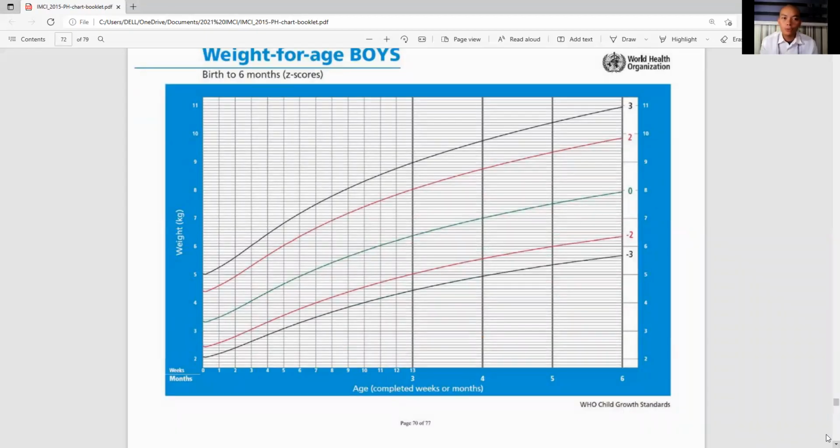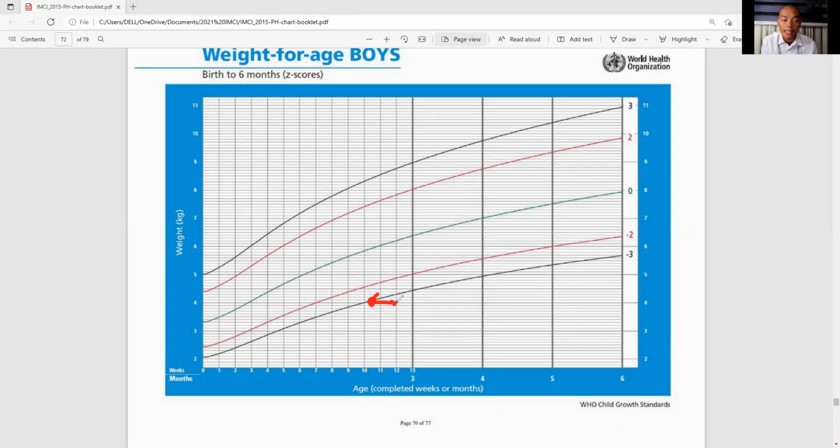Of course, the weight for age of boys and girls is different. The boys' is larger. So for example, 13 weeks, 12 weeks. Twelve weeks, and the child is around 4. Twelve weeks and 4, so this is around here. Okay? Four kilos, that's still light. Wrong, here. Sorry. Okay, 12 weeks and 4.